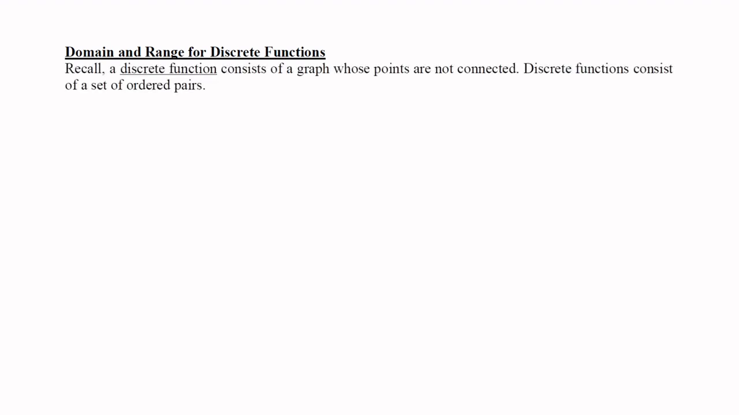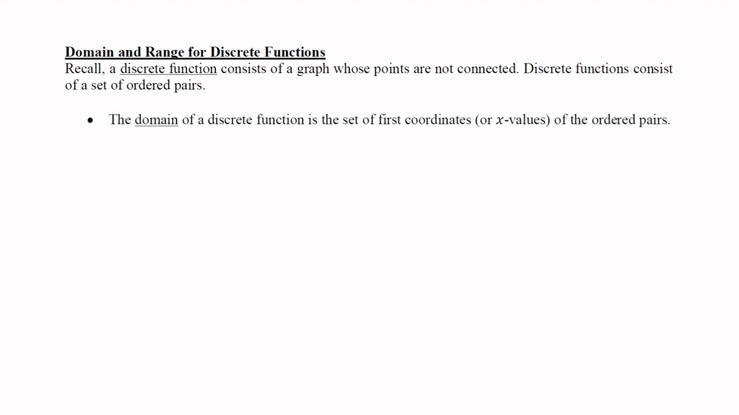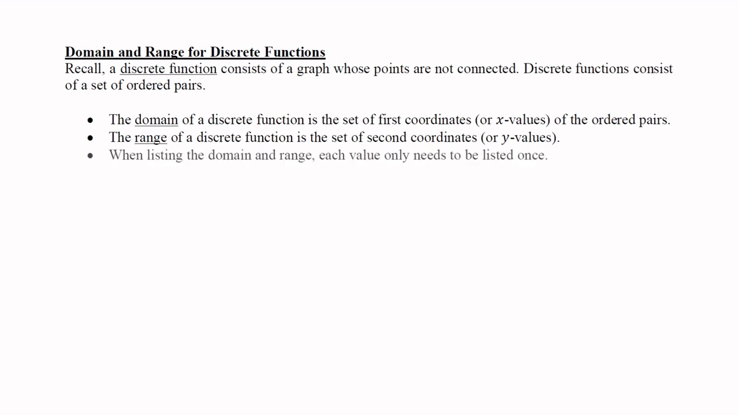Recall that a discrete function consists of a graph whose points are not connected. Discrete functions consist of a set of ordered pairs. The domain of a discrete function is the set of first coordinates, or x values, of the ordered pairs. The range of a discrete function is the set of second coordinates, or y values. So your domain is your x values, your range is your y values.